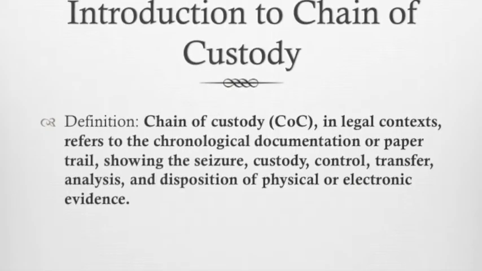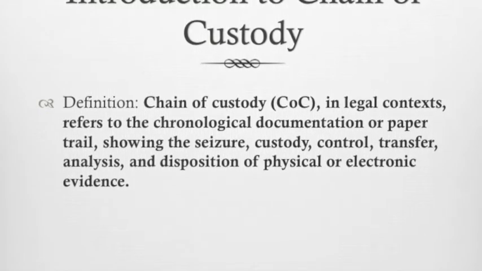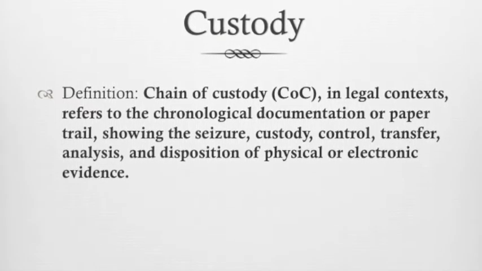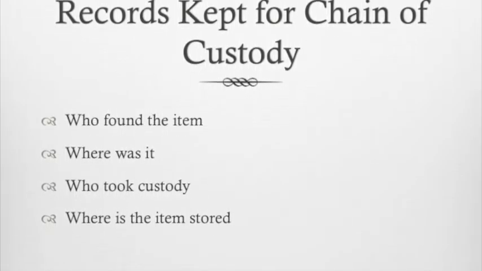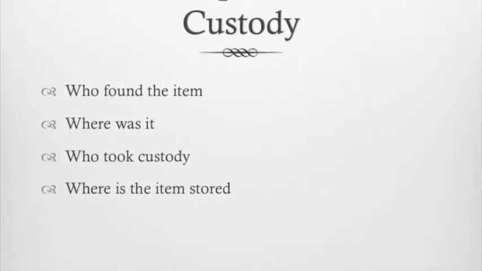The chain of custody is records showing all the people the evidence has been passed down through in chronological order. Some of these records kept are who found the item, where was it found, who took custody, and where is the item stored.